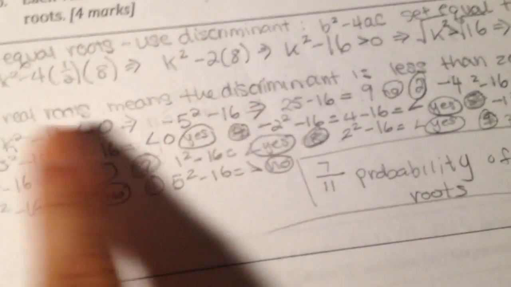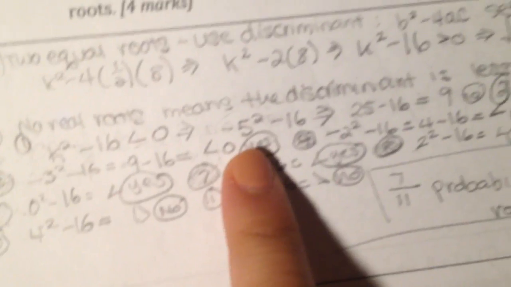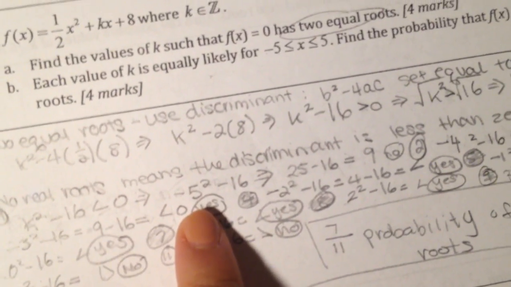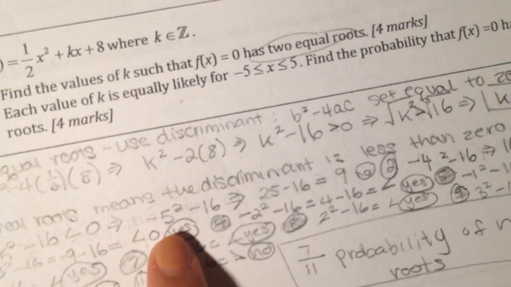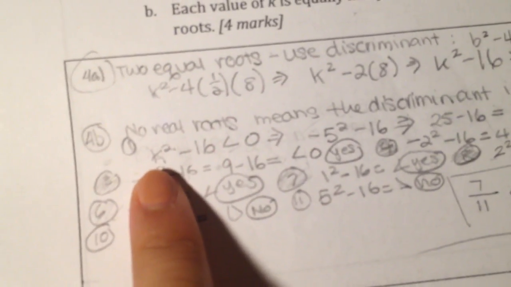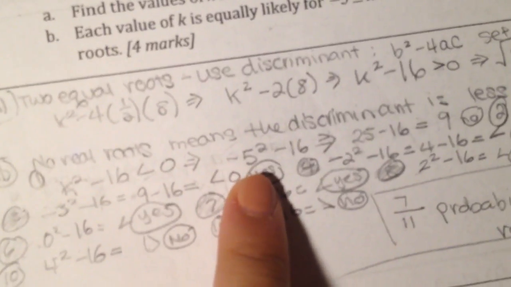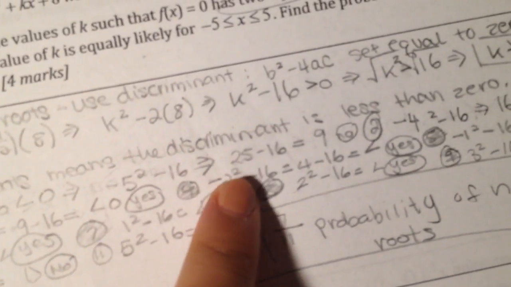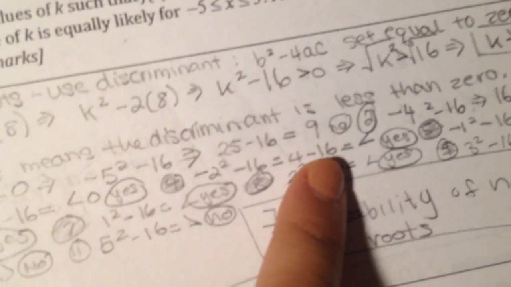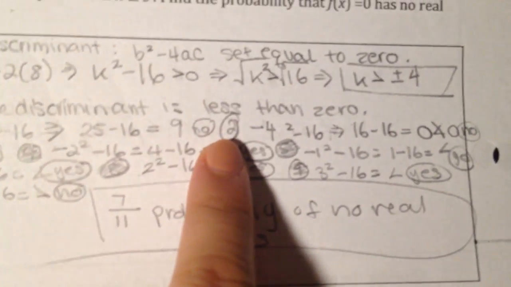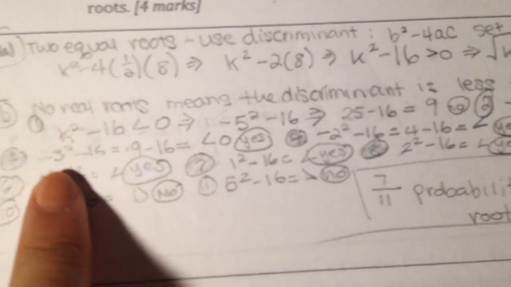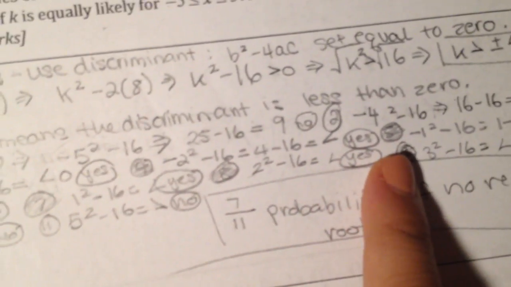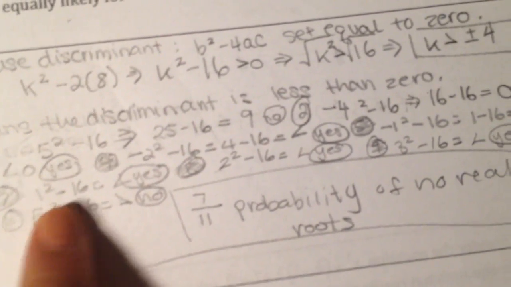And so we do that substituting -5 for x, which is k. Sorry, I didn't change the variable, but I substitute -5, and we get 25 minus 16, which is equal to 9. So no, that is not less than 0. And we just do that for -4, -3, -2, -1, 0, 1, 2, 3, 4, and 5.